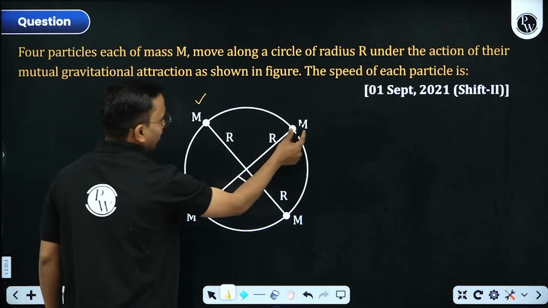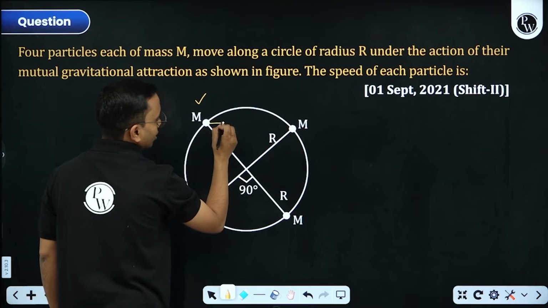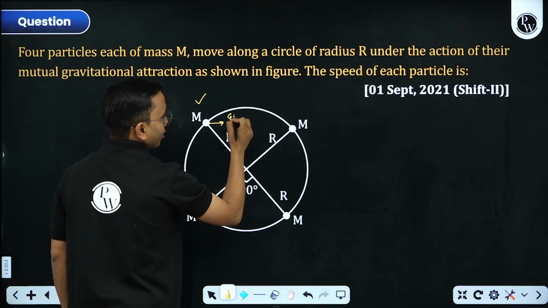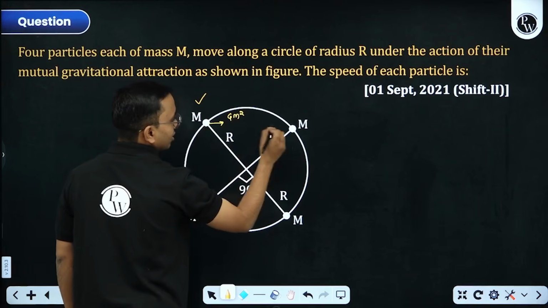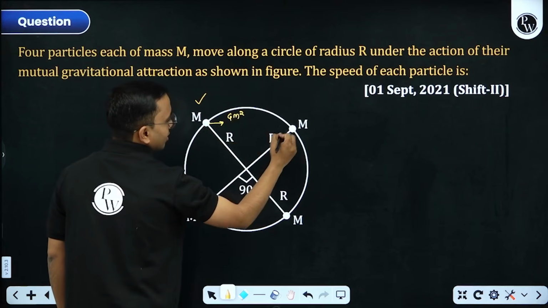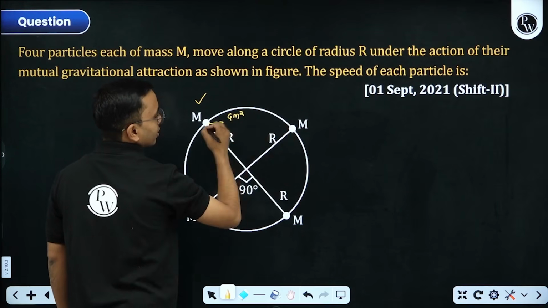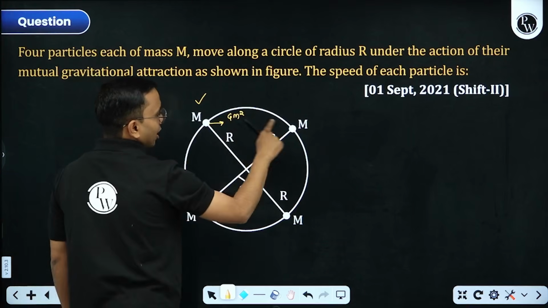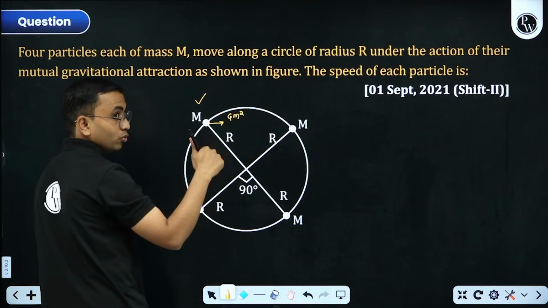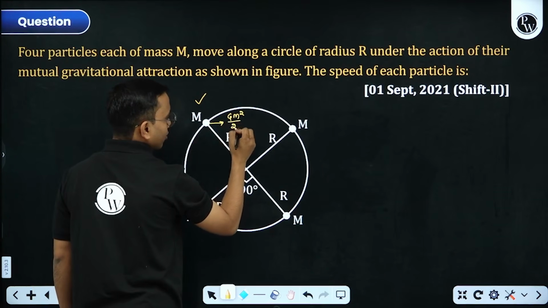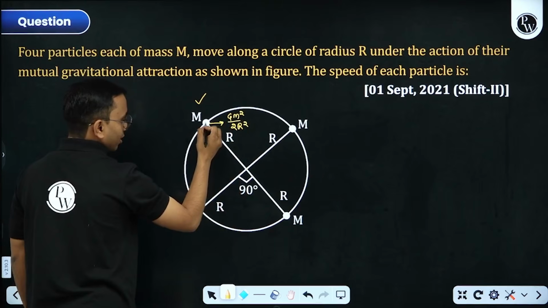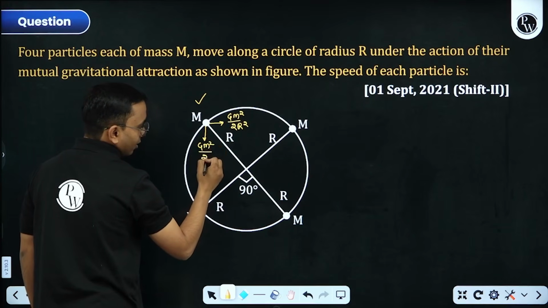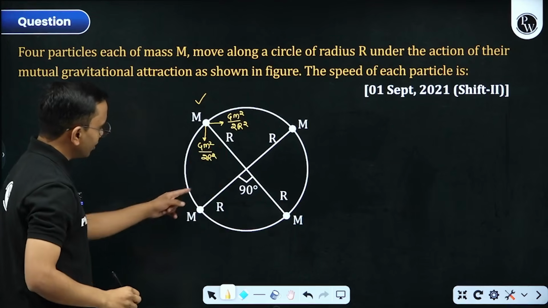So due to this m, if I write the force, that will be in this direction. How much is that? G into m square divided by, what is this distance? This is r, this is r. How much is this distance? This is r root 2, because this is 90 degree, okay. So gm square divided by r root 2 square, so what will be that? 2r square. Similarly, force in this direction, gm square divided by 2r square. This is due to this mass.